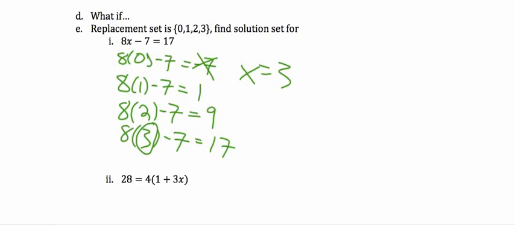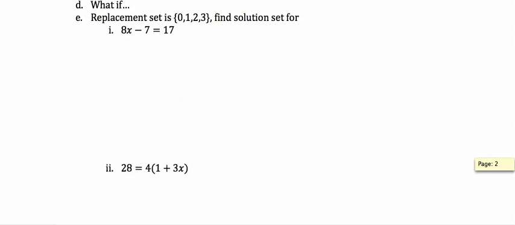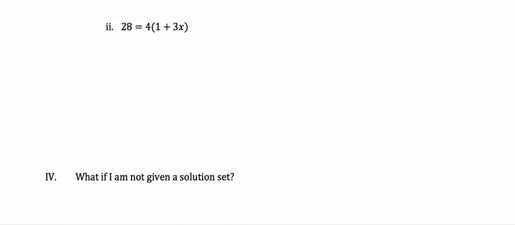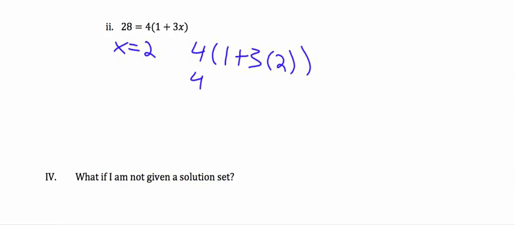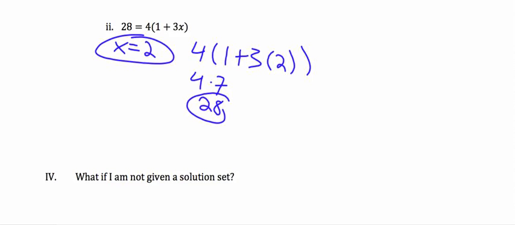So x equals 3 would be my solution set there. If you look at the next one, I won't go through the whole process with that one, but x equals 2 is going to be my solution set there, because 4 times 1 plus the quantity 3 times 2 gets me 4 times 7, which gets me 28. So that's my solution set. Again, if any of those numbers weren't in there, you would need to write no solution. If you tried all the numbers and none of them worked, you would have to write no solution.